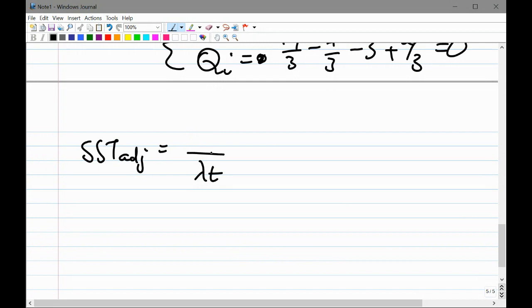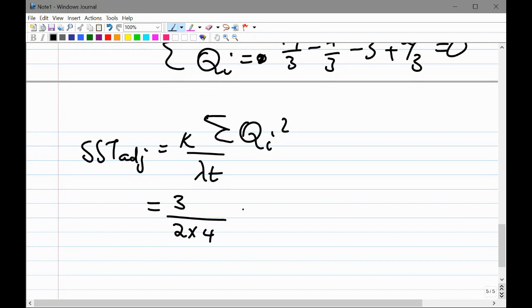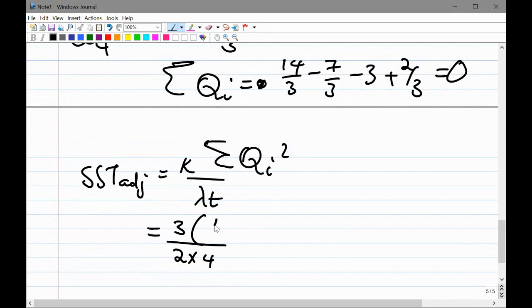lambda t, and then summation of k, summation of Qi squared. So what you need, your k is 3, lambda is 2, multiplied by 4. Now let's multiply those values, the ones that you just gave me. We said 14 over 3 squared plus negative 7 over 3. Yes?